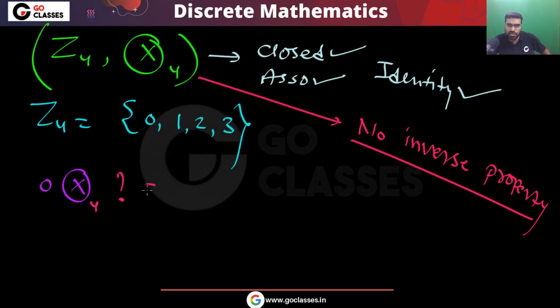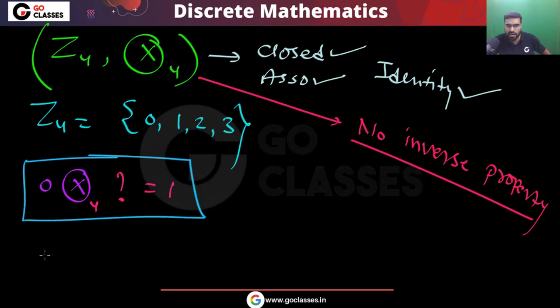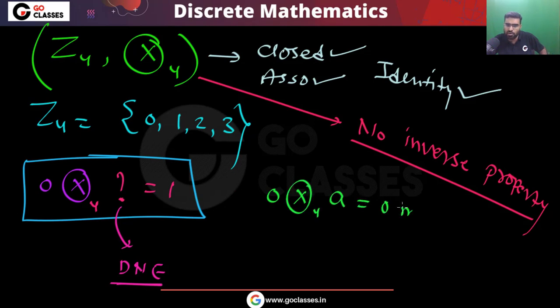What should I put here such that I get the identity element? The answer is this does not exist. Whatever you put, 0 multiplication modulo 4 will be equal to 0 mod 4, and that will be equal to 0. So you can see 0 inverse does not exist. There is no inverse of 0.